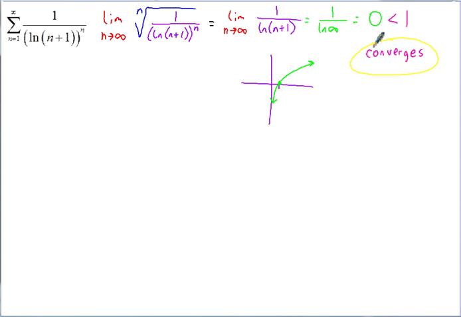And that concludes the notes for AP Calculus on the topics of the ratio test and the root test.